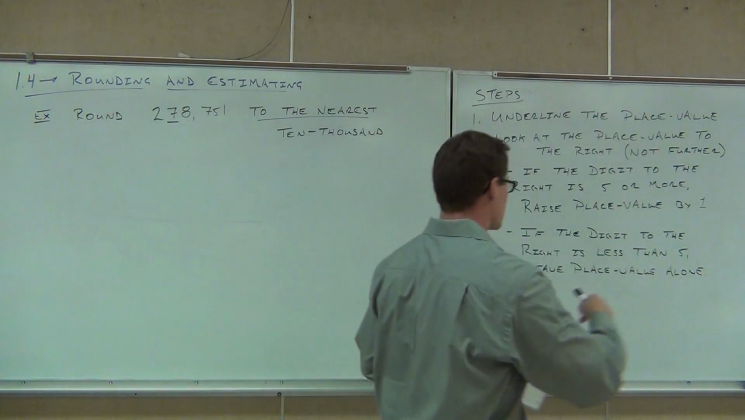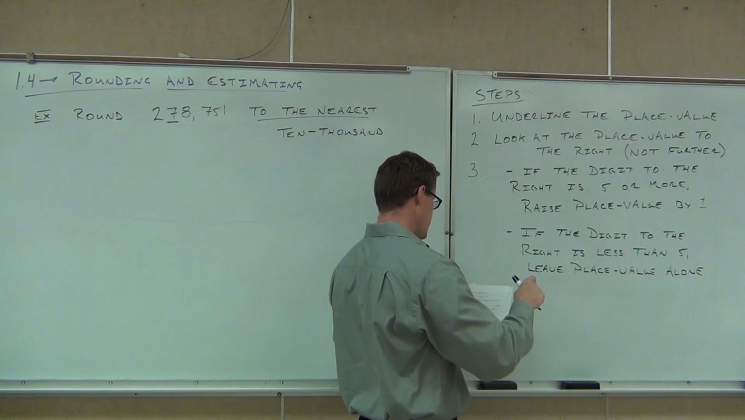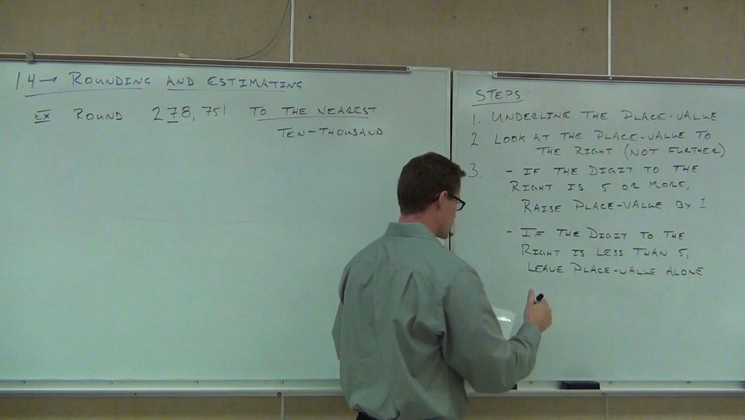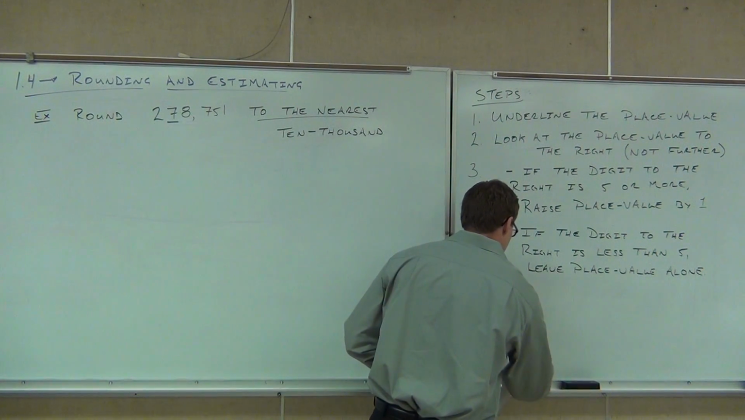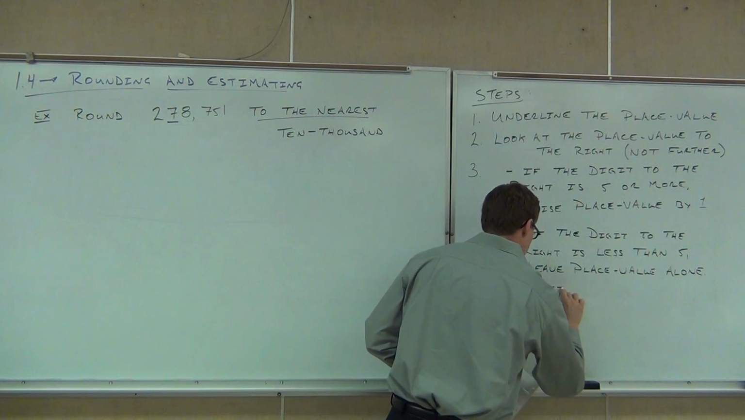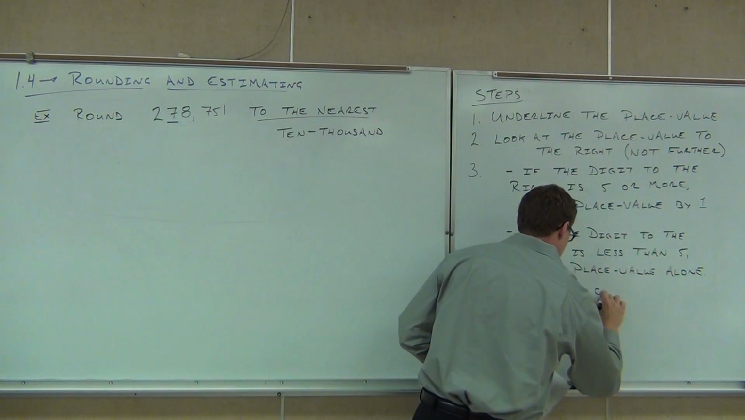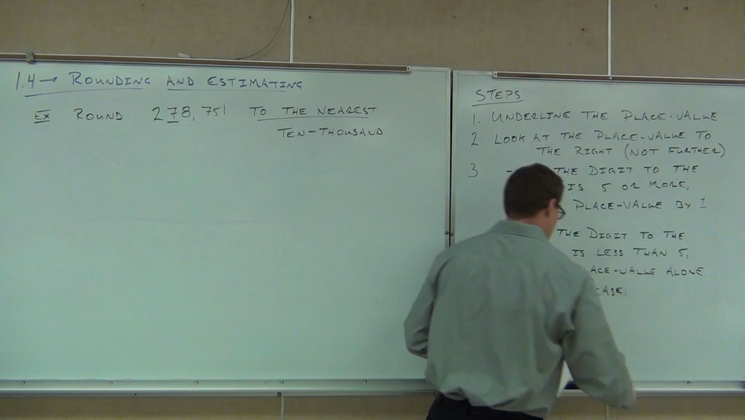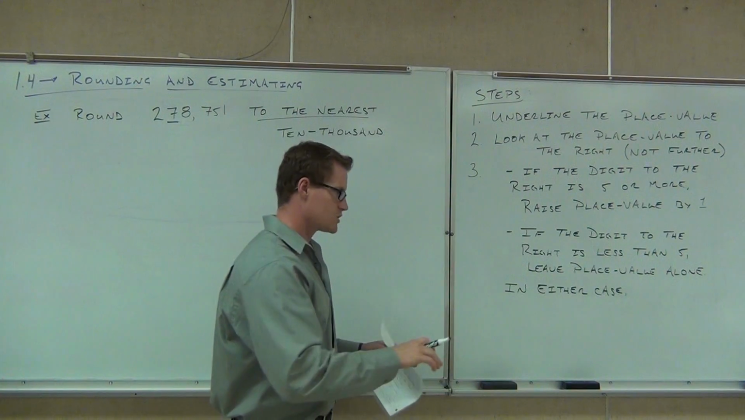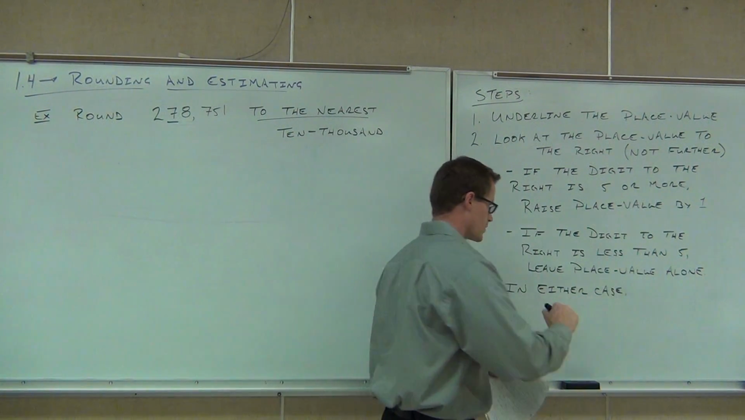So after all this, in either case, we're going to follow the place value with zeros. In either case, replace the digits to the right of the place value with zeros.